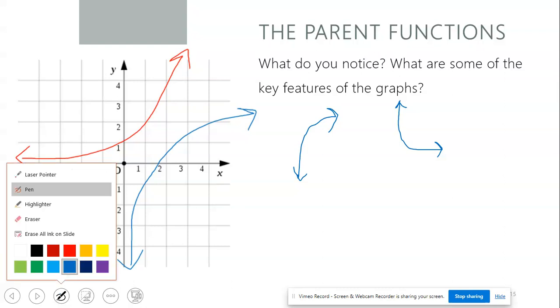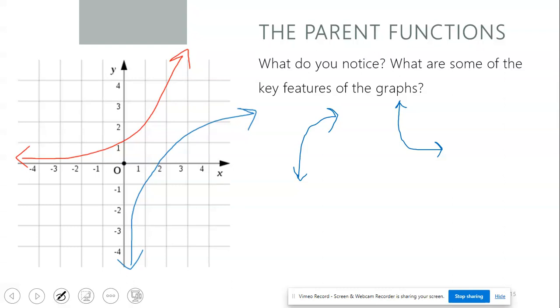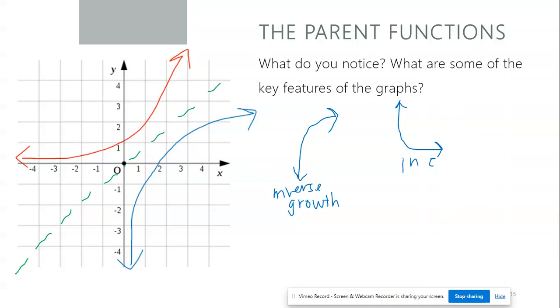And the reason that it looks like this is exponentials and logs are inverses. And if they're inverses, x and y are swapped. So they're reflected across the line y equals x. So those are the two types of log functions we're going to be dealing with. This one is the inverse of exponential growth, and this is the inverse of exponential decay.